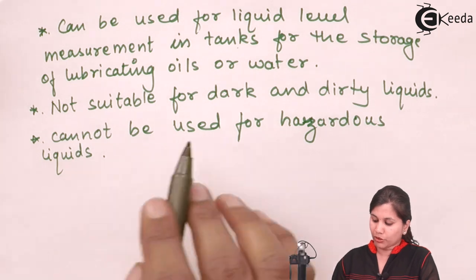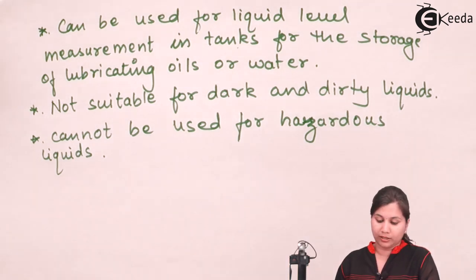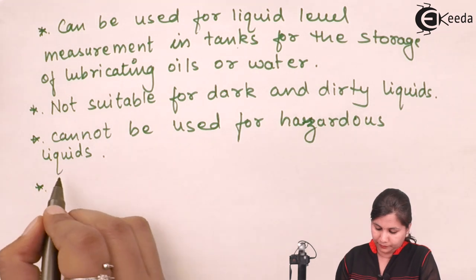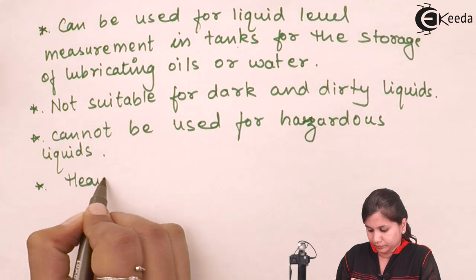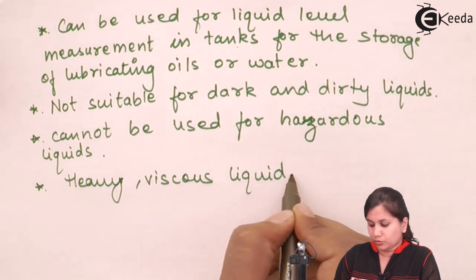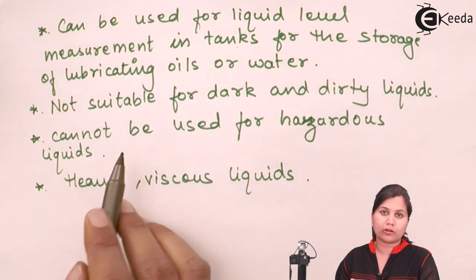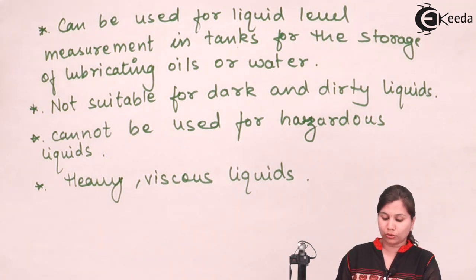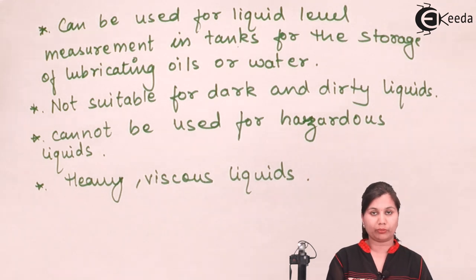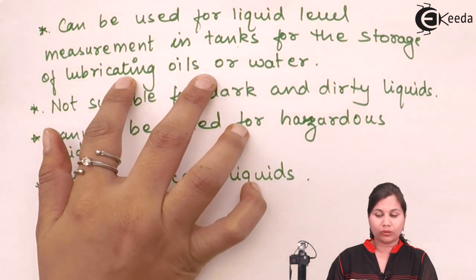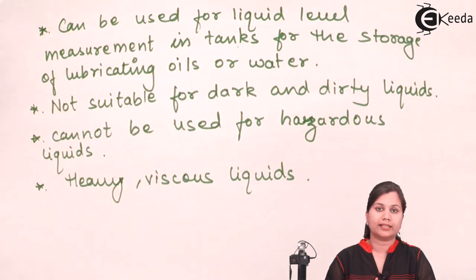Also this method cannot be used for hazardous liquids which can break or damage the glass tube. Also for heavy and viscous liquids it cannot be used, because again these liquids will contain materials which can block the glass tube. So we can see that this can be used only for those liquids which have very low density and can flow very smoothly in the tank. So only for lubricating oils and water level measurement can this method be used.